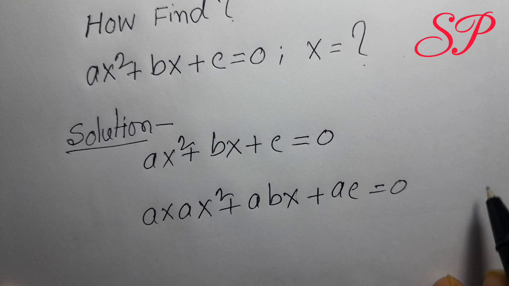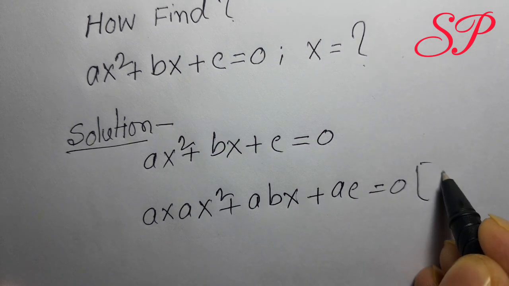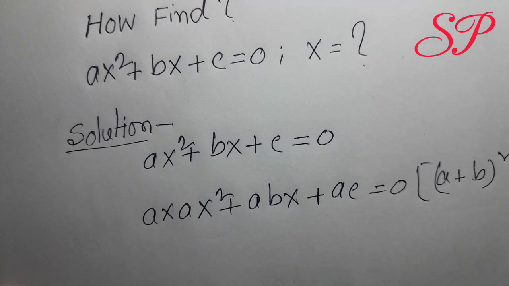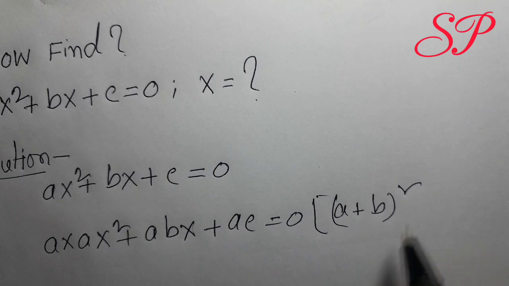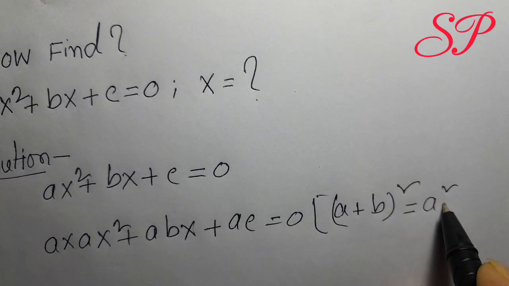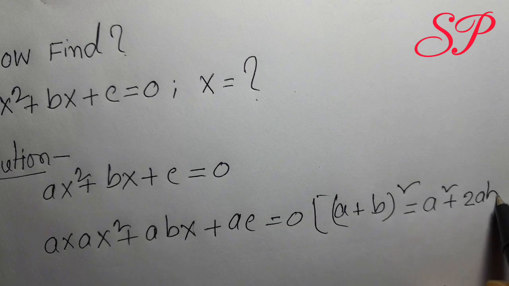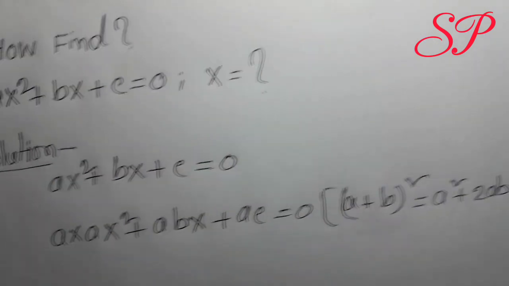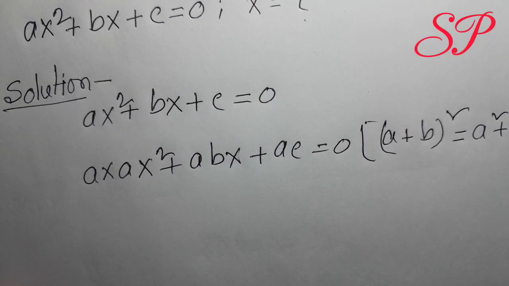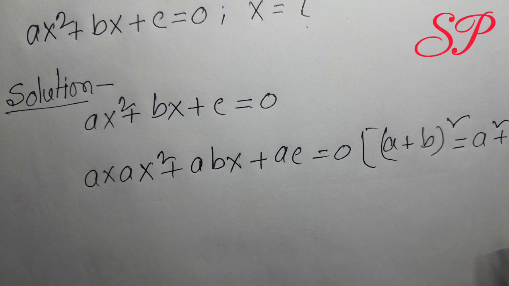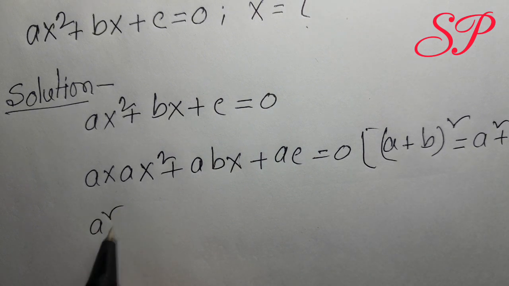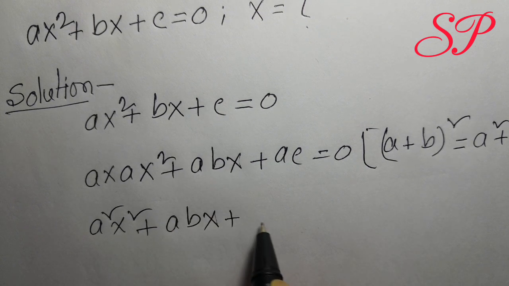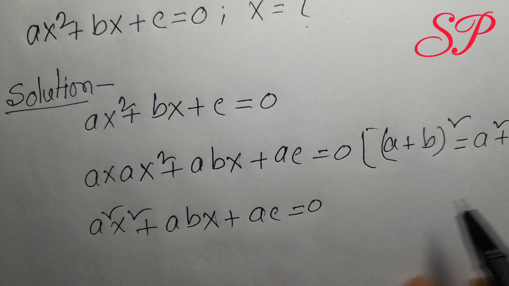We know a formula: a plus b all square is equal to a square plus 2ab plus b square. Here we use this formula, so we can write a square x square plus abx plus ac is equal to 0.